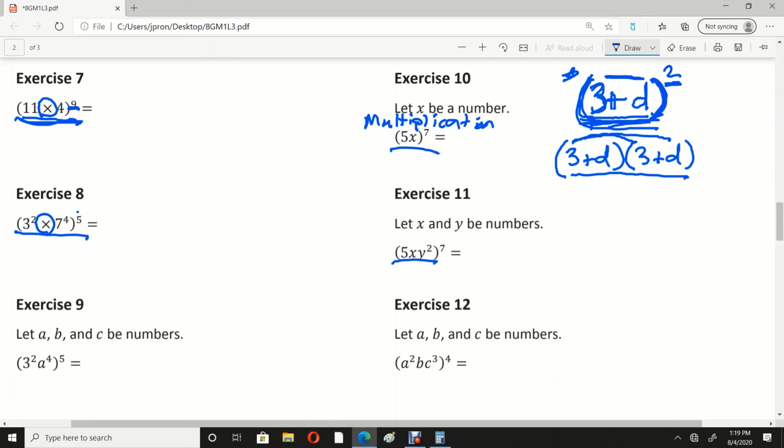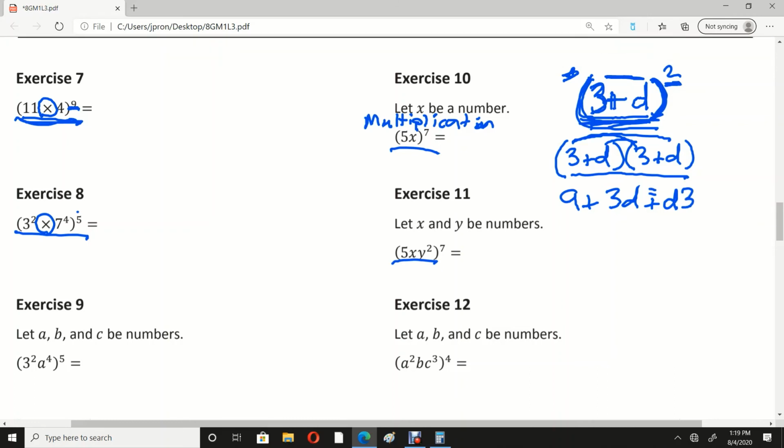So we'll have 3 times 3 is 9. 3 times d is 3d. Then we have d times 3, plus d3, which is the same as 3d, right? We can throw those things around, right? So plus 3d plus d times d, which is d squared.